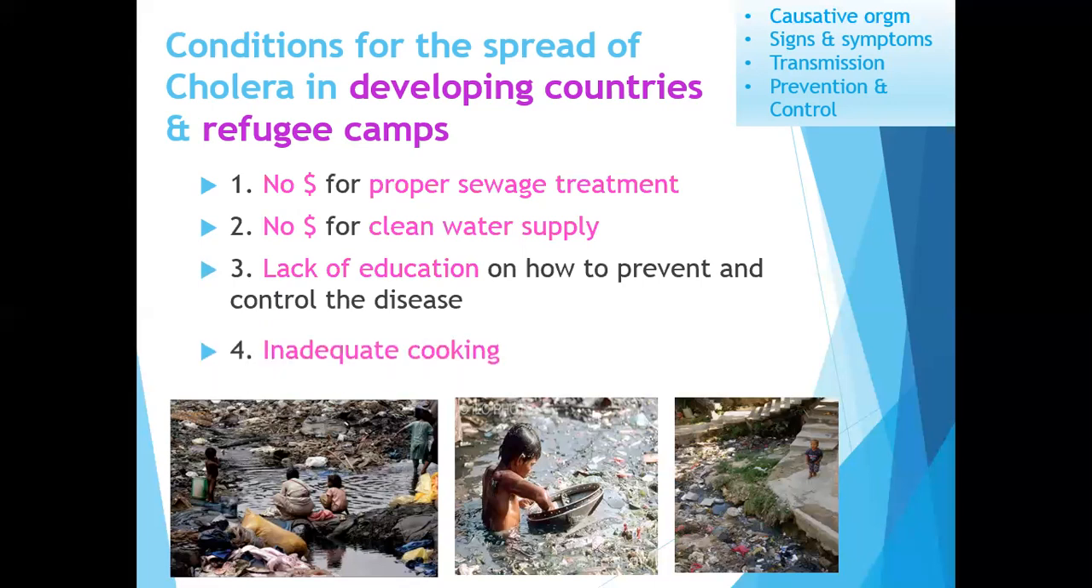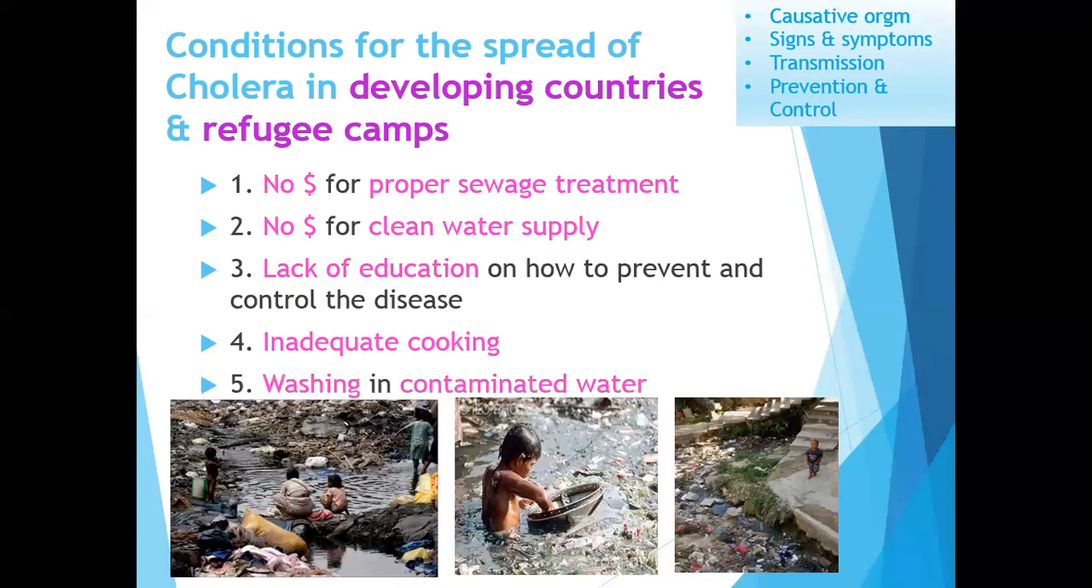So it's also biological. Then number 4, inadequate cooking and washing in contaminated water. If they don't have a clean water supply, a lot of them take water from wells, take water from rivers, and the river will be highly contaminated, but they still have to use the water because that's their only source, right? So the chances of getting cholera from contaminated water could be very high.